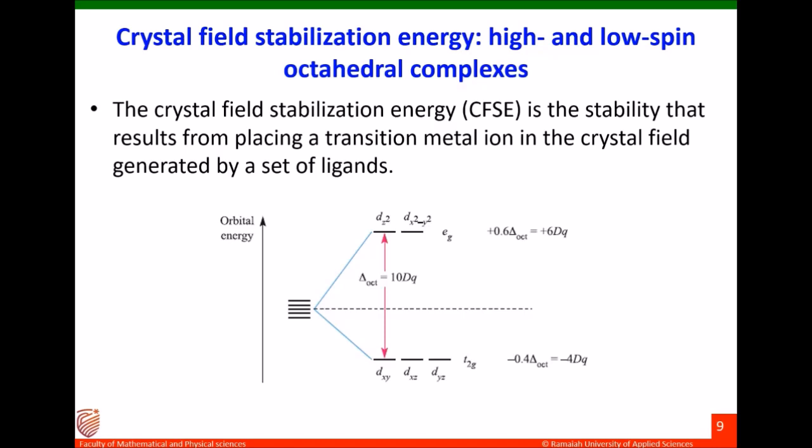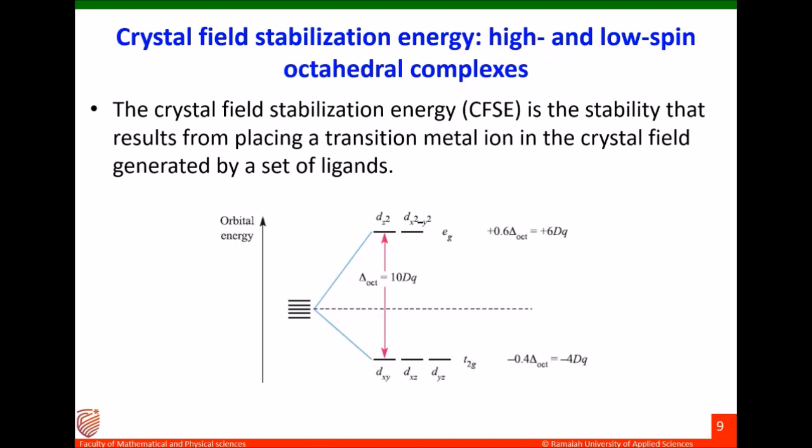The dotted line that you can see here is known as the barycenter. From the barycenter to the T2g orbitals, the energy value is minus 0.4 delta octahedral, and from the barycenter to the Eg orbitals, the energy we can put as plus 0.6 delta octahedral.